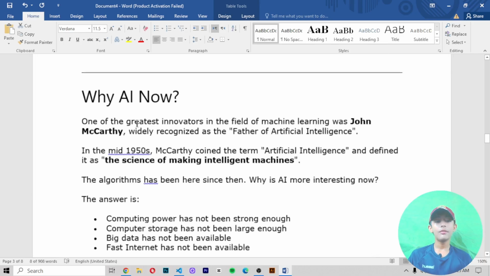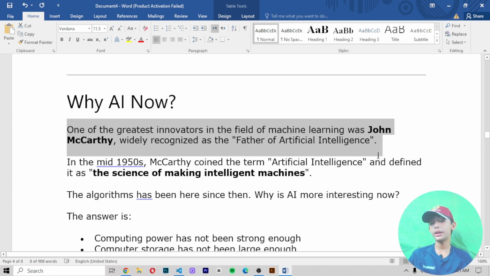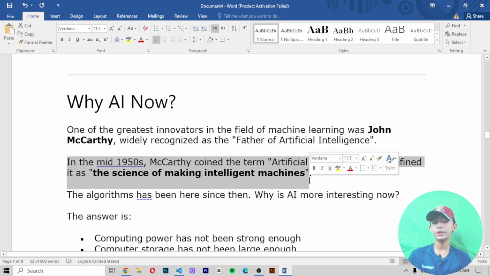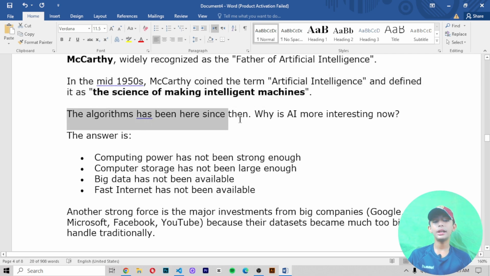Let's come to it. Why AI now? Why are we using AI now? One of the greatest innovators in the field of machine learning was John McCarthy, widely recognized as the father of artificial intelligence. Who is called the father of artificial intelligence? John McCarthy. In the mid 1950s, McCarthy coined the term artificial intelligence and defined it as the science of making intelligent machines. The algorithms have been here since then.